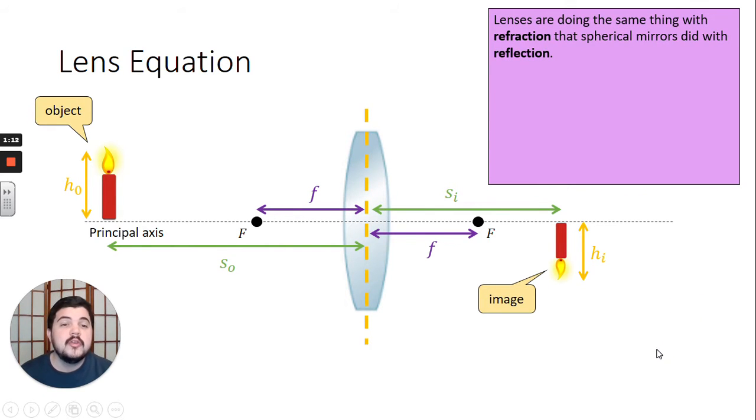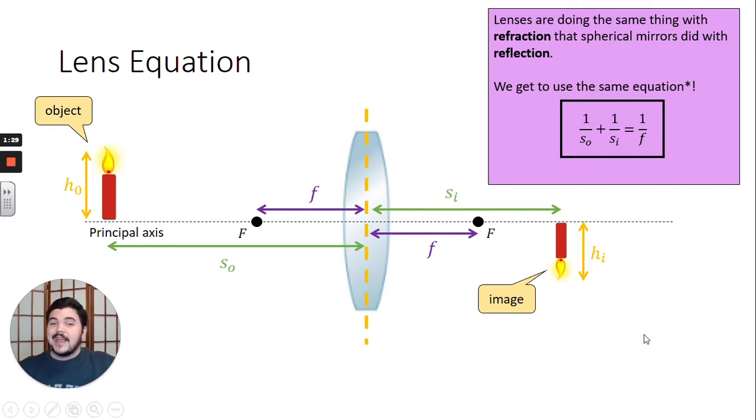Reminder that lenses are doing the same thing with refraction that spherical mirrors did with reflection. Same things are happening, just a different physics phenomenon. But we get to use the same equation as a result. All of the geometry is the same. So we're not going to go through a derivation. We're just going to get to say the mirror equation is also the lens equation. Isn't that great?